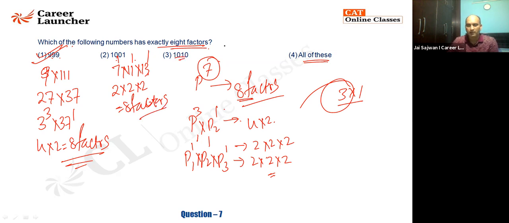This is ending with 10. I'll say 10 ones are 10. So I'll write it as 10, which is 2 into 5 into 101. Power 1, power 1, power 1. I'll say 2 into 2 into 2. 8 factors are there. So all of these are correct.